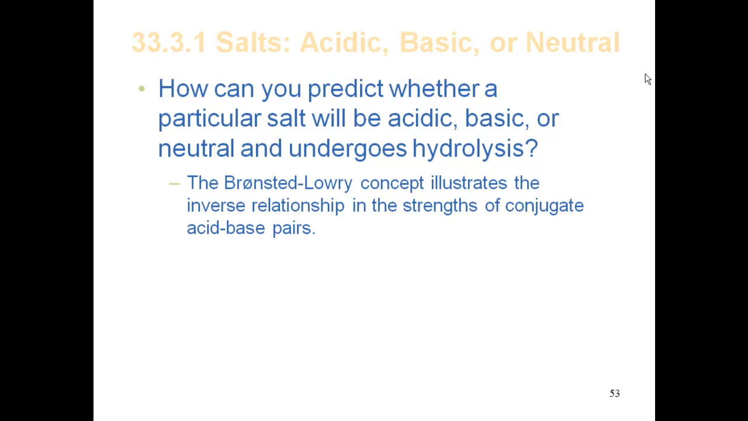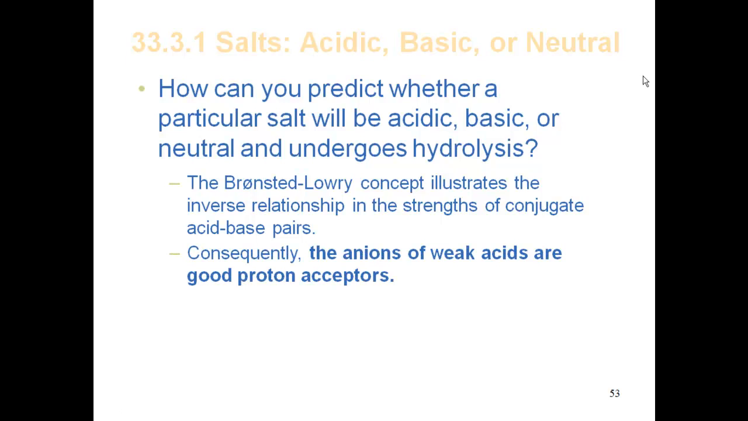The Bronsted-Lowry concept illustrates the inverse relationship in the strengths of conjugate acid-base pairs, meaning the stronger the conjugate acid, the weaker the conjugate base. We discussed this earlier in other homework sets. Consequently, the anions of your weak acids are good proton acceptors. Anions of the weak acids want to accept protons, which basically means anions of the weak acids are basic. So that would mean the anions of your strong acids are not. They tend to be neutral.